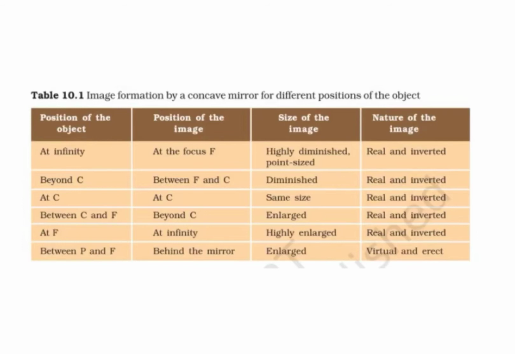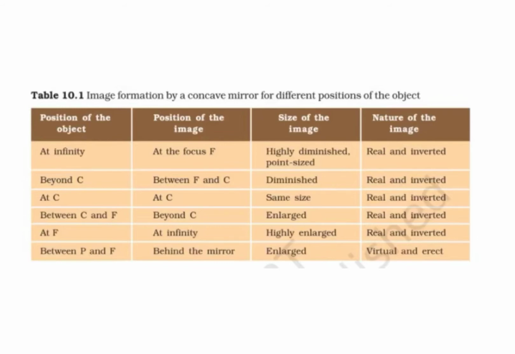Next case, object is placed beyond C. So here you can see that from infinity object is coming closer to the mirror, that is, it is beyond C of the mirror. Image will be obtained between F and C, means it is going away from the mirror. Initially it was at F, now it is obtained between F and C. Size is diminished, that is smaller than the object, and nature is real and inverted.